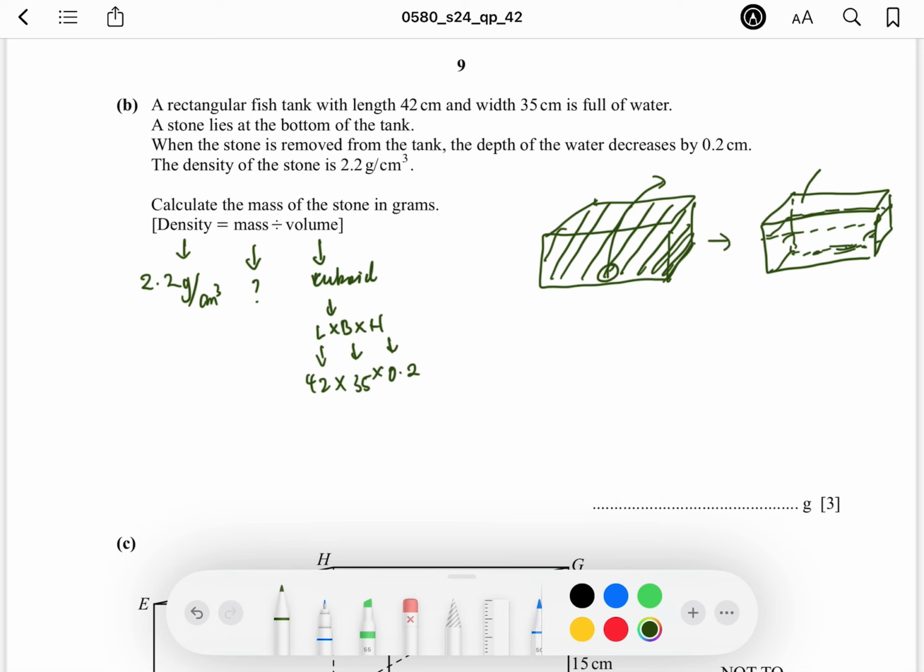So that equals mass divided by density. Writing this down mathematically is easier. You can simplify and solve. Simplify and solve. And you get the solution, correct to 3 significant figures.